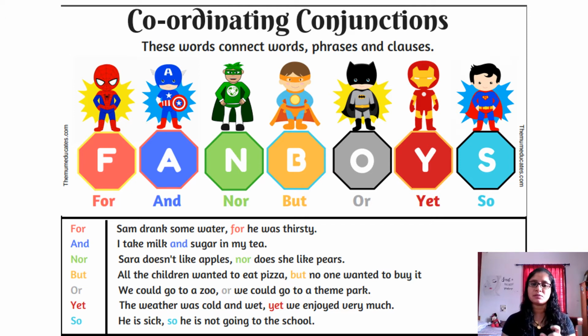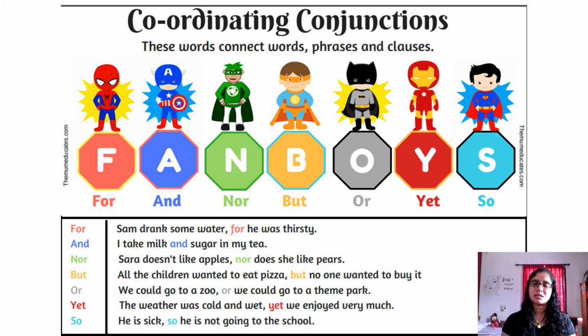That is the place where choices are given. When there is a choice in a sentence, you will add or to it. The weather was cold and wet, yet we enjoyed it very much. Even though the weather was cold, they enjoyed it. For that we use the word yet. He is sick, so he is not going to school. To give reasons, you use the word so.